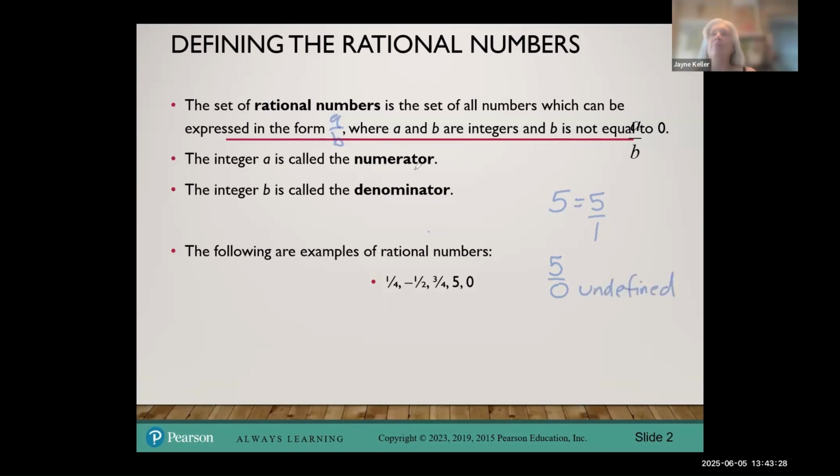And then you probably remember the numerator is the number on top of the fraction bar, and the denominator is the number on the bottom of the fraction bar. So we use those words a lot. And then we have a bunch of examples here. Now, 0 is a rational number, right? Because I can put anything that I want in the denominator. Make it negative, doesn't matter, it's still 0. So any denominator that I want.